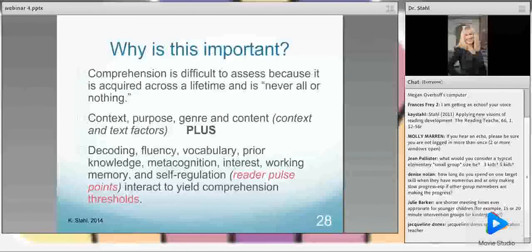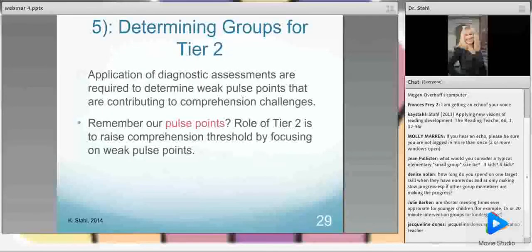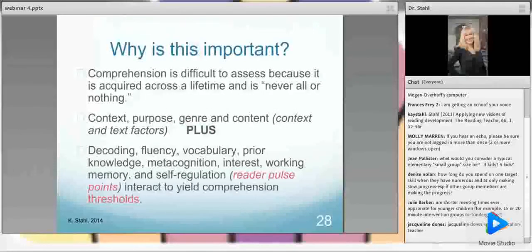These factors all need to be considered, and therefore there is not just one single assessment that will measure comprehension. So therefore, what do we do to determine groups for Tier 2? Oh, let me back up just 1 second.